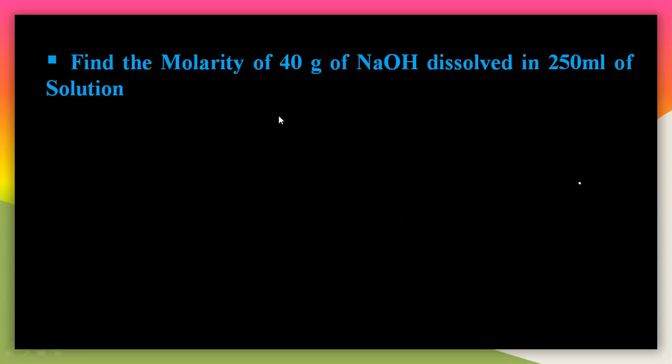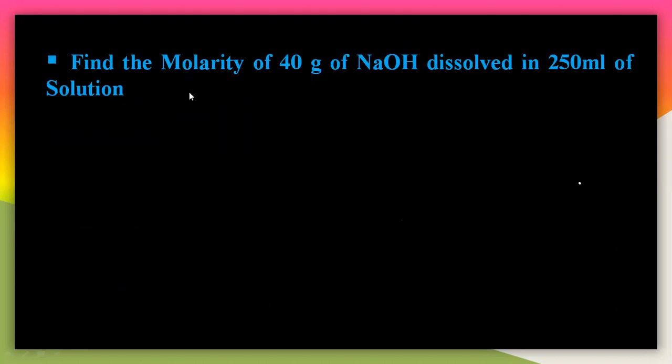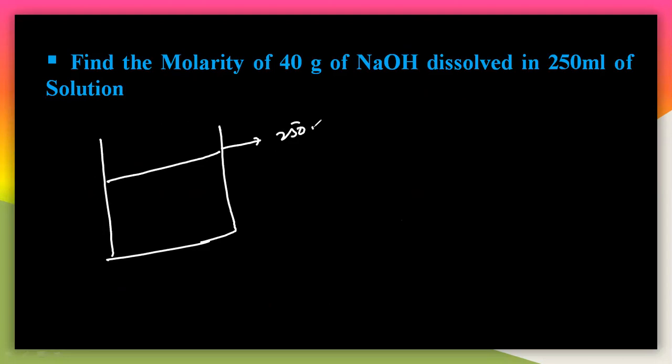We will see the problem, so you can easily understand these things. Find the molarity when 40 grams of NaOH is dissolved in 250 ml of solution. So here the question is, there is a 250 ml flask. Let us take a beaker, and up to this line will be 250 ml.